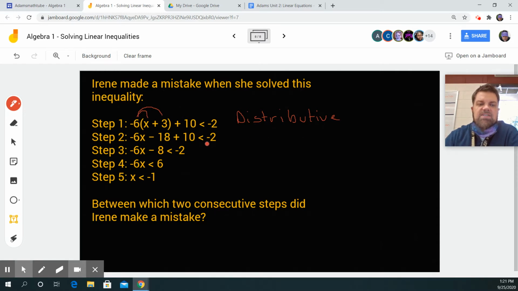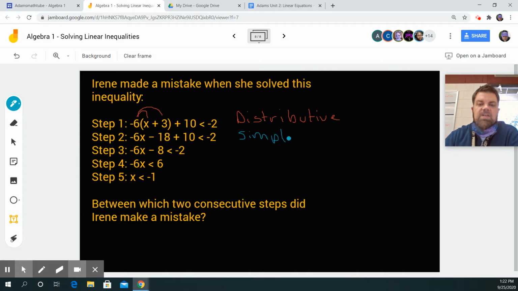So -6, so what I want to do is make sure that her math is right. So -6 times x is -6x. Then I'm going to push -6 times +3. That is -18. And everything else stays the same. So then on the next line, it looks like they simplified.